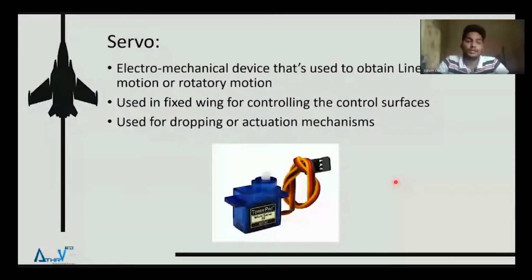And in both cases it is used for dropping and actuation mechanisms. Dropping, as in if you have a payload to drop, you can use servos. The 9 gram servos are pretty light, but you can get 27 gram, 36 gram, 45 gram servos. So those are heavy duty servos. And also you can use them for actuation mechanisms, as in if you want to activate an electronic circuit or a mechanical mechanism, you can also use servos.